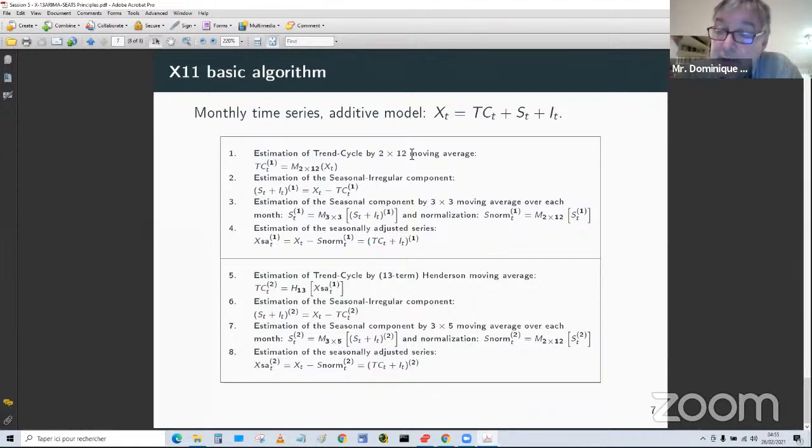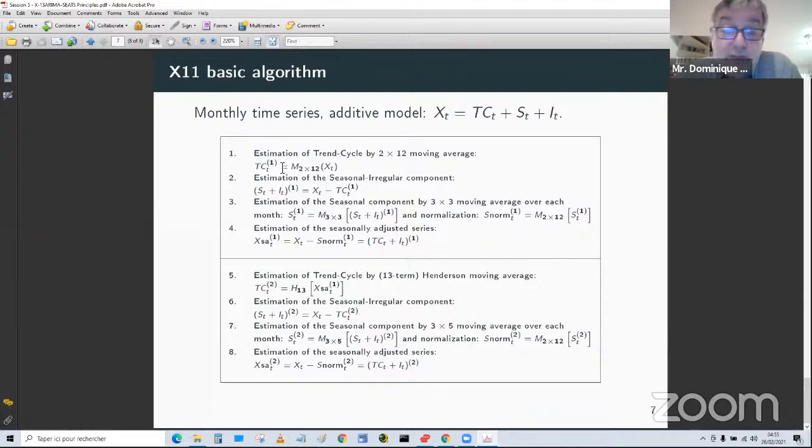It removes 78% of the irregular, and it cancels out the seasonality of order 4, so the quarterly seasonal component. So here you say 2x12, because we have a monthly time series. And so you are going to remove quite a lot of the seasonal component and the irregular. So you get a first estimate of a trend cycle, okay?